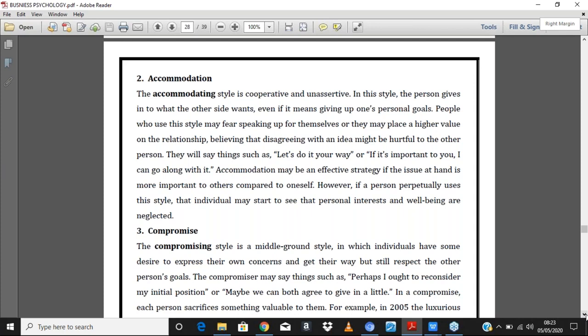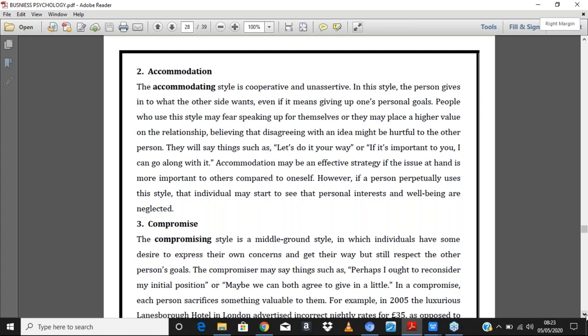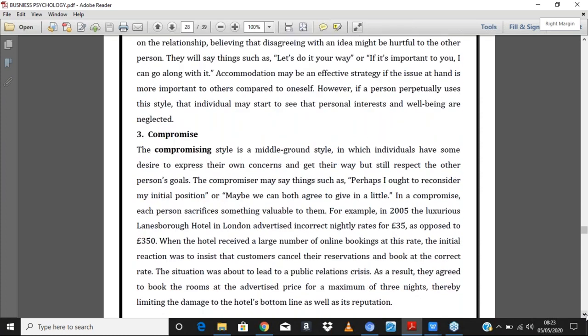Unlike the first, which is avoidance, they don't want the trouble. This one, they will accept. They will accept the terms of the opposition just because they do not want conflict. So that is another style: you accommodate what the other person wants. The next style is compromise.